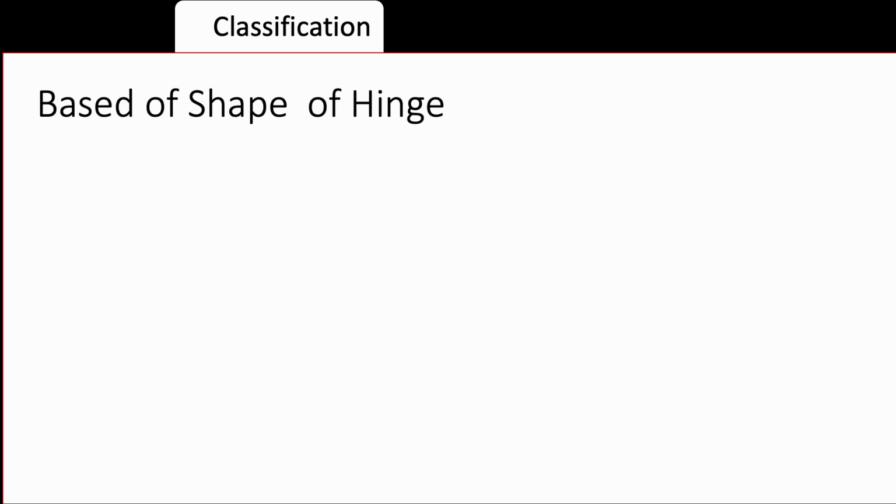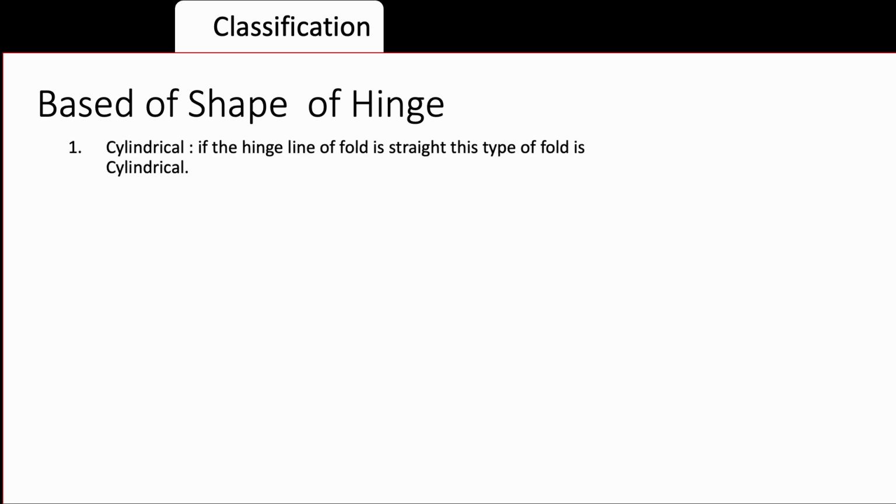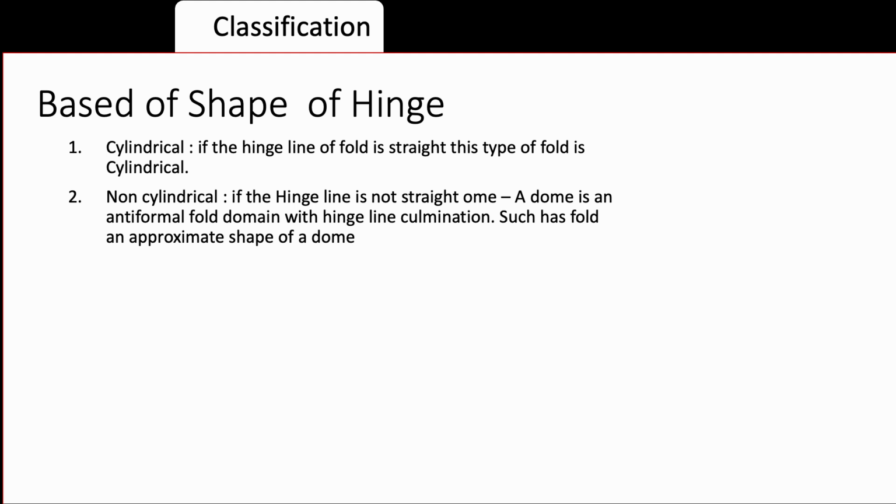Now let's classify folds based on the shape and structure of the hinge line. There are two types of fold: cylindrical fold and non-cylindrical fold. A cylindrical fold has a straight hinge line, which means the fold can be generated by moving this line parallel to itself. These are common in simple linear structures. A non-cylindrical fold has a curved or irregular hinge line.